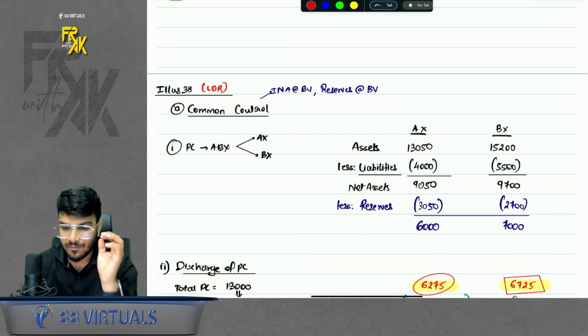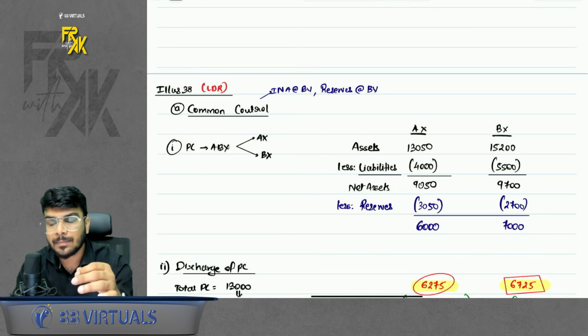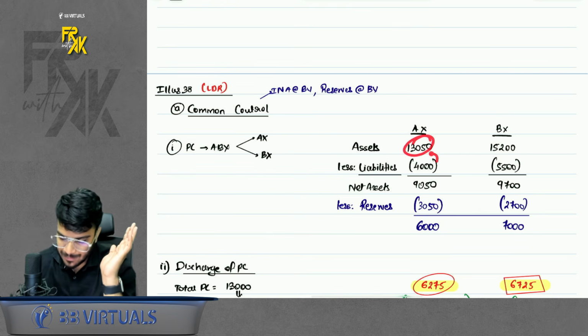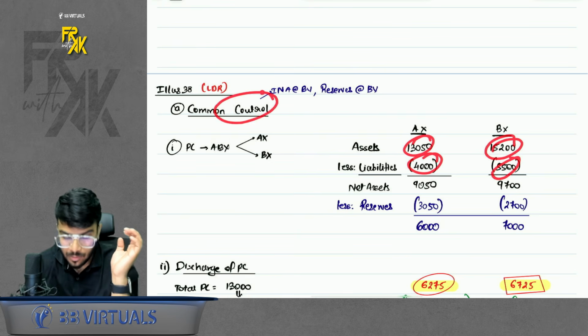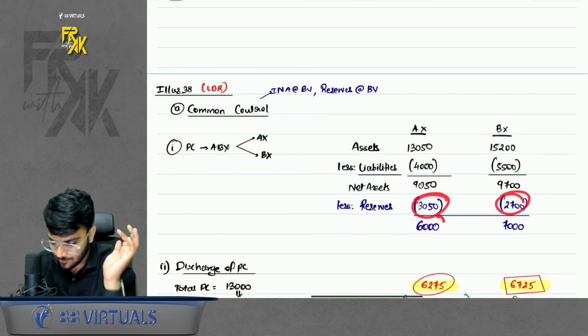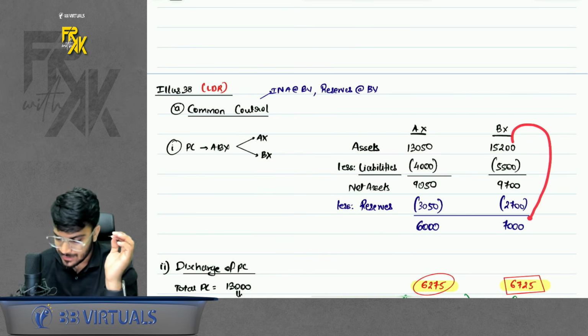In that, whenever PC was missing, we used to find the PC by the net asset method. Assets minus liabilities, right? So we will do assets minus liabilities, but because it is common control, we take over reserves also, so we will deduct reserves also. You will get PC. For AX, you will get 6,000. For BX, you will get 7,000.